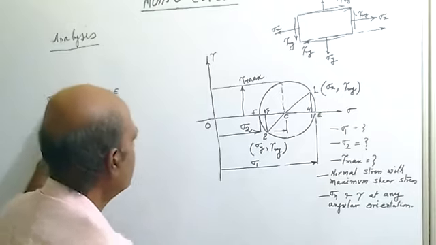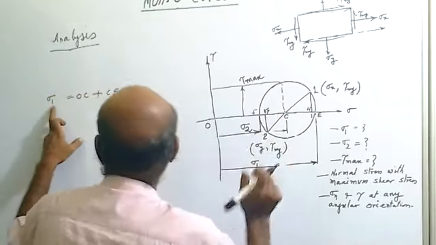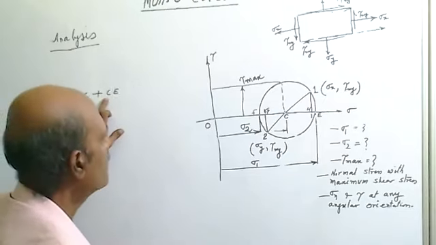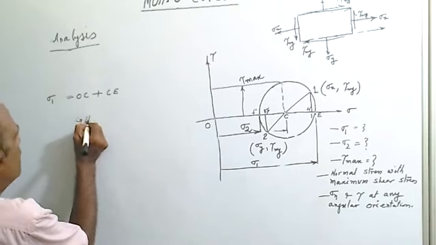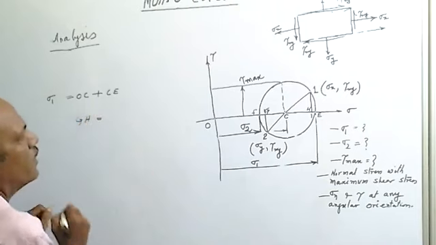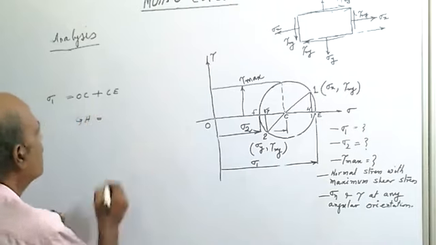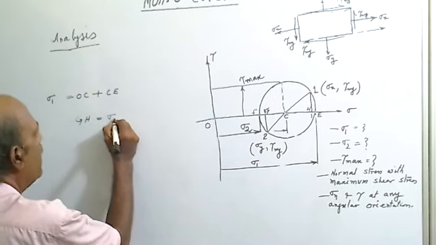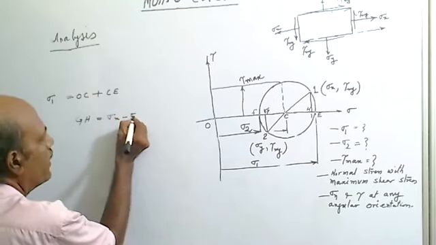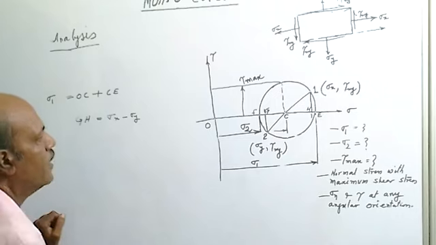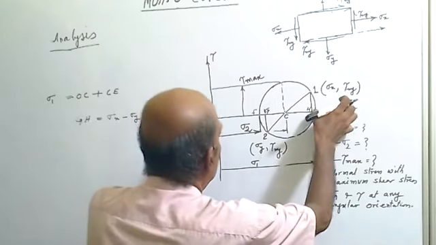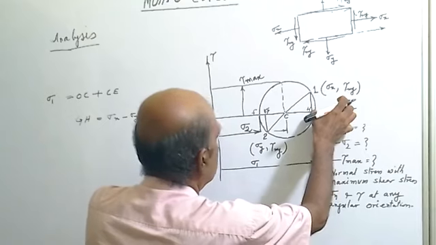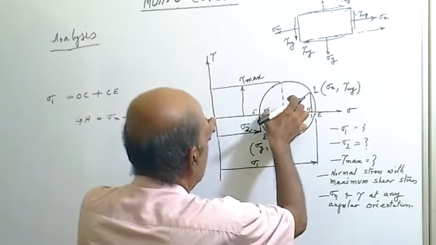So sigma 1 is given by OC plus CE. Okay, now if we find GH, what is the GH value? GH will be equal to sigma x minus sigma y, right? From here to here, the value from the origin to this point is sigma x, and from the origin to this point is sigma y.